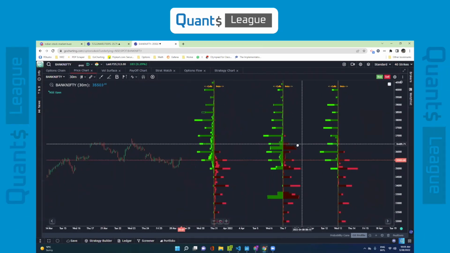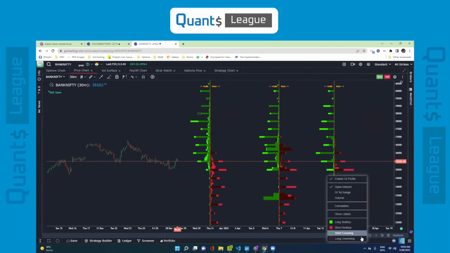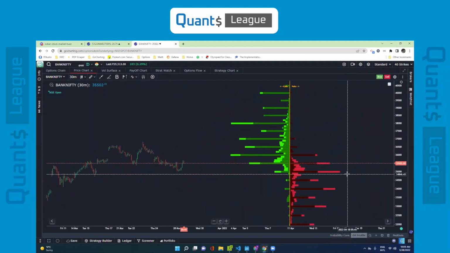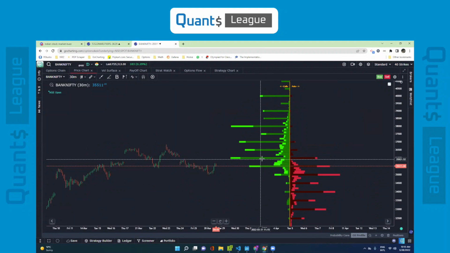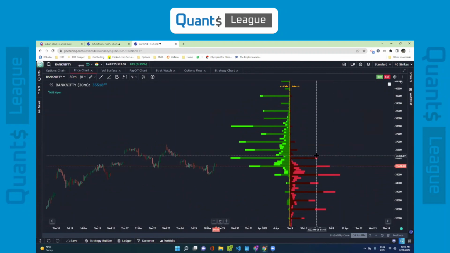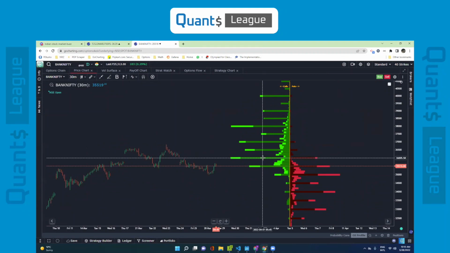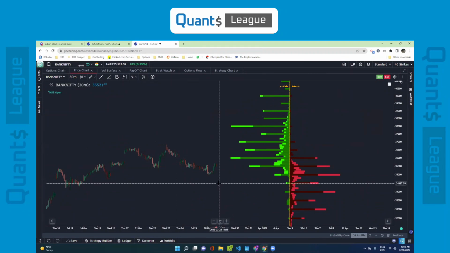monthlies. You also have the ability to stack them all together in a cumulative format. If I go to cumulative, this is basically a cumulative view of the open interest across all the series, with the calls on the left-hand side in green and the puts on the right-hand side. Clearly you can see where the market is moving, where the support and resistances are based on the OI levels, directly on the price chart.